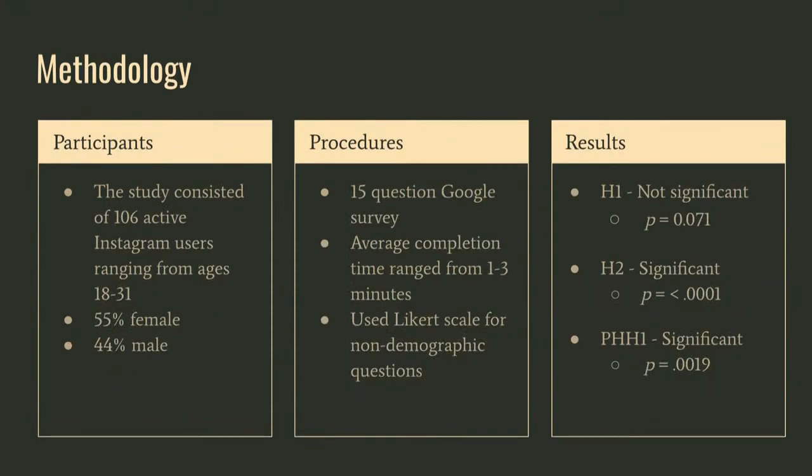So for our methodology, we had 106 active Instagram users ranging from the ages of 18 to 31 years of age. However, only 3.7% of our sample was 25 years or older. 55% were female and 45% were male. Our procedures: we had a 15-question Google survey and the average completion time ranged from 1 to 3 minutes. We used a Likert scale for these non-demographic questions as well.